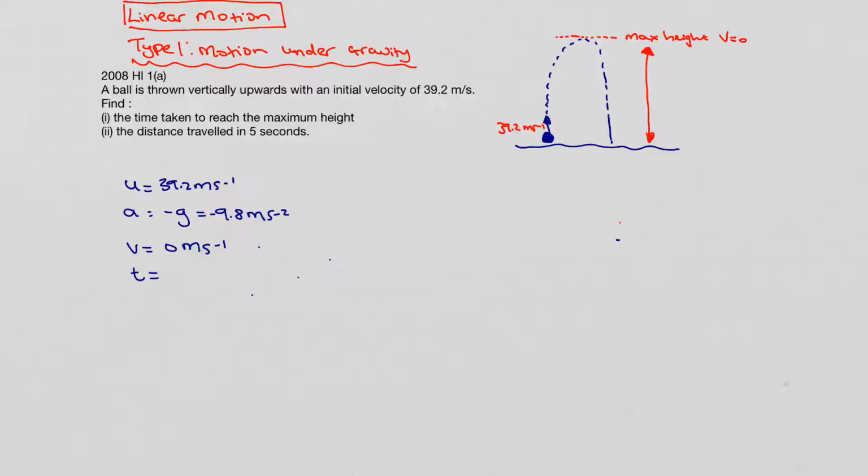And therefore we can obviously see that if we have v, we have a, we have u, and we're looking for t, then we're going to use the equation v is equal to u plus at. So by subbing in our values, we have 0 is equal to 39.2 minus 9.8 t. And by rearranging to get t on its own, we end up with the time taken to reach the maximum height is 4 seconds.